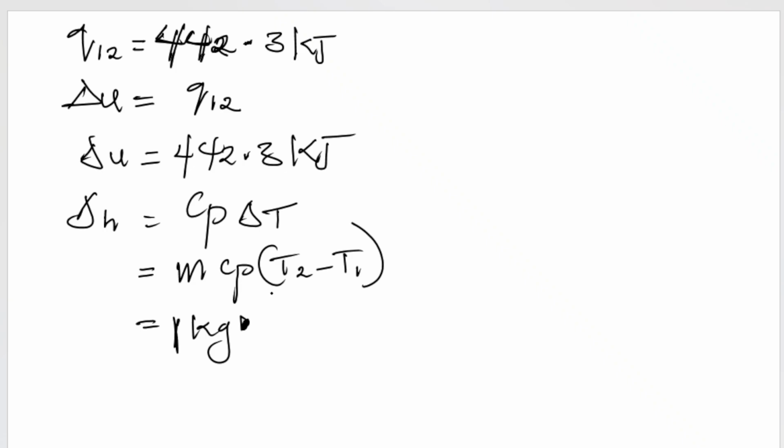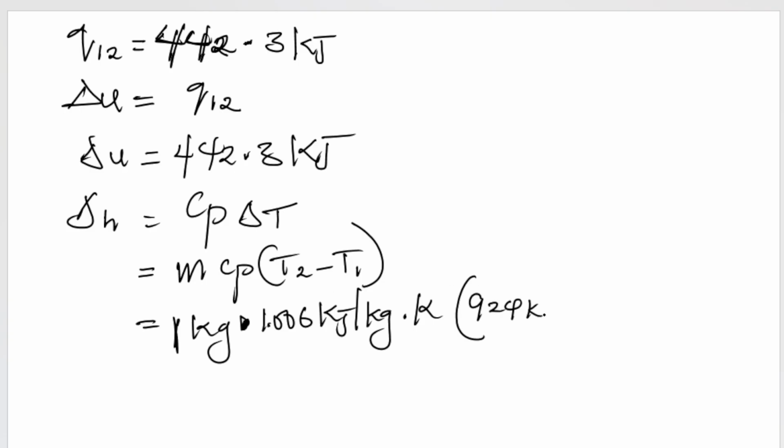And what's Cp? Cp was given to be 1.006 kilojoules per kilogram per Kelvin, and this will be multiplying T2, which is 924 Kelvin, minus 308 Kelvin. So what do you think your value will be? Now punch your calculator and drop your value in the comment section so I can use it to confirm my own value.